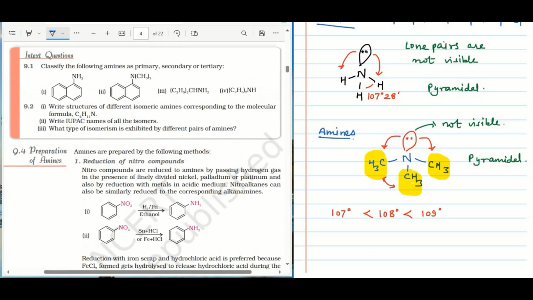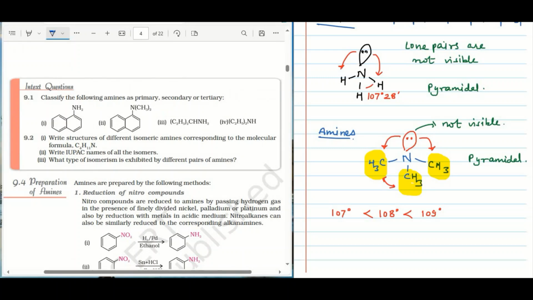Now let's try to solve the in-text question. Classify the following amines as primary, secondary and tertiary. In case of primary amine, one of the hydrogens of ammonia is replaced with an alkyl group. So the formula of primary amine will be RNH2. In the secondary amine, two hydrogens of ammonia are replaced with R groups. So R, N, H, R dash will be the secondary amine. And for tertiary amine, all three hydrogens of ammonia are replaced with R groups. So the formula of tertiary amine can be N, R, R dash, R double dash.